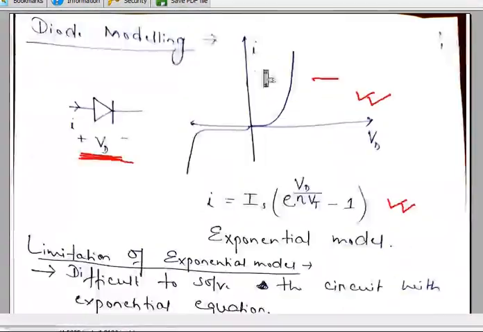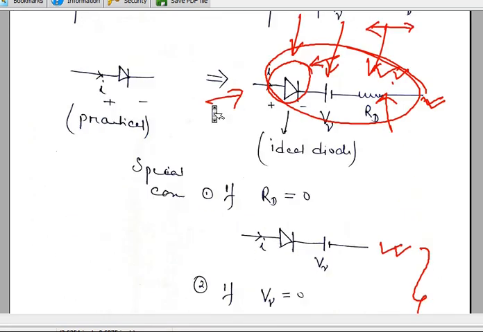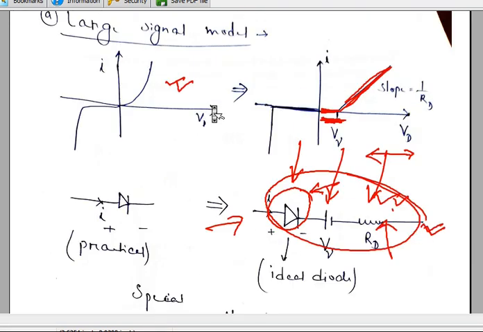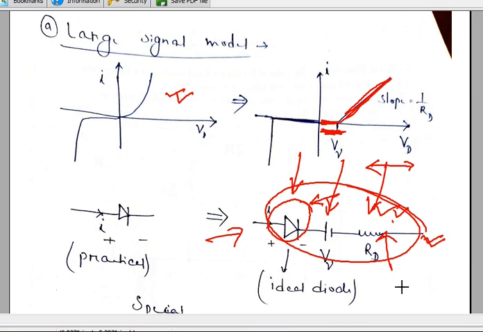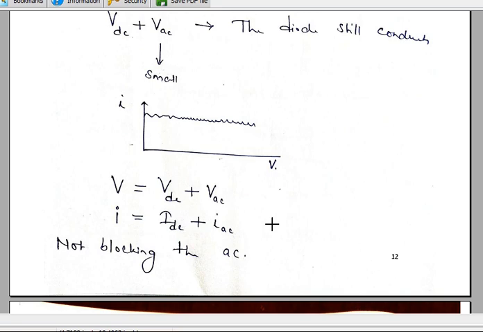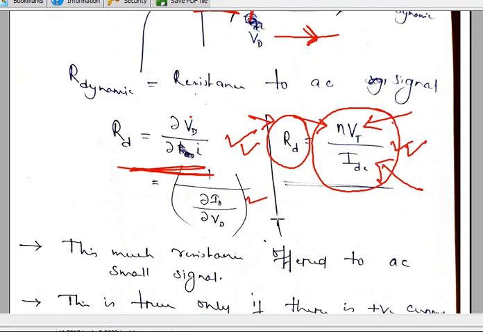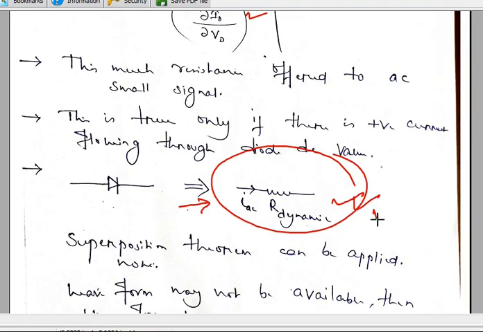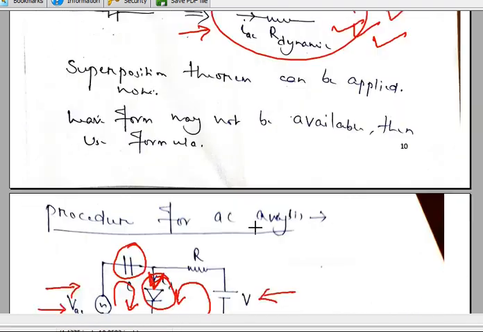So to summarize, the diode is modeled differently in large signal and small signal. In large signal, you have the constant voltage drop model along with some resistance. So this is the model for the large signal, and for the small signal, you have only one resistance, that is the dynamic resistance, provided some positive DC current is flowing through the diode. So on AC you replace it by this one, and then you can simply solve the circuit.